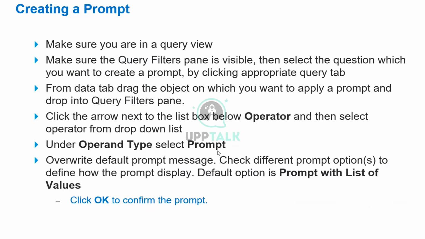Use the operand type and select prompt. Override default prompt messages. Check different prompt options to define how the prompt displays. There will be a default prompt message. You can also override that and give your own text for the prompt message. And we can click to confirm the prompt.